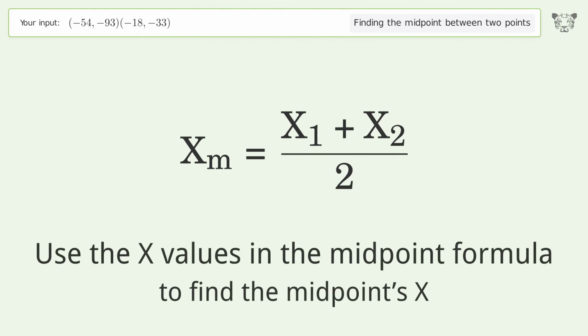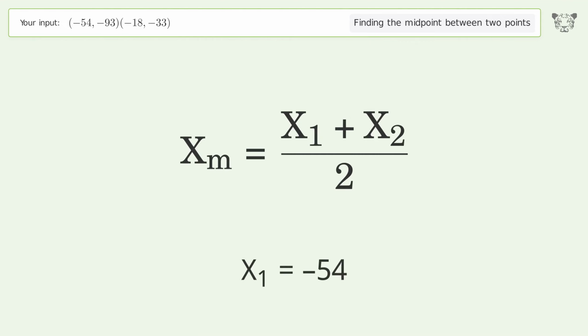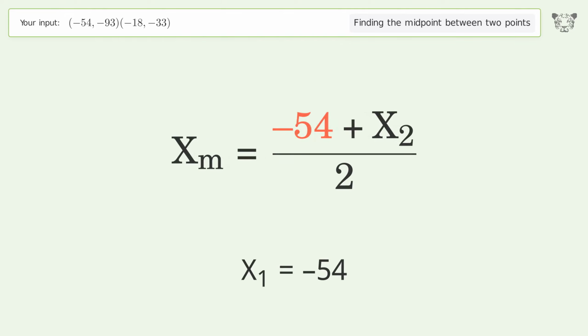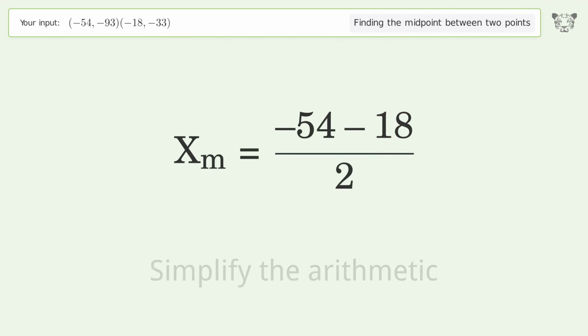Use the x values in the midpoint formula to find the midpoint's x. x1 equals -54. x2 equals -18. Simplify the arithmetic.